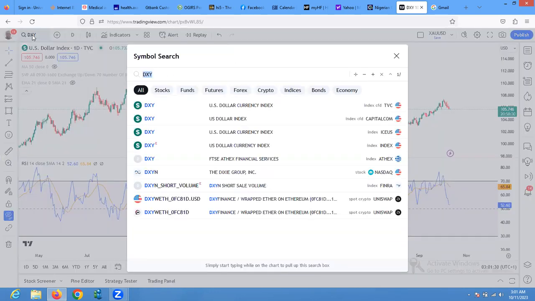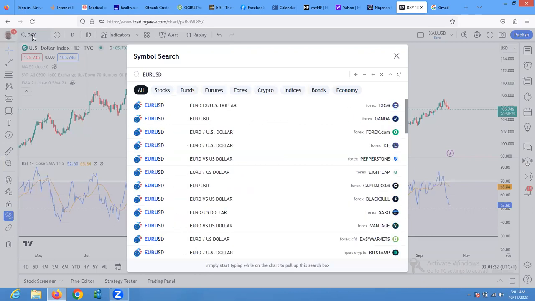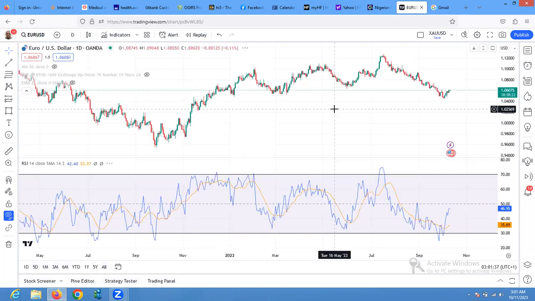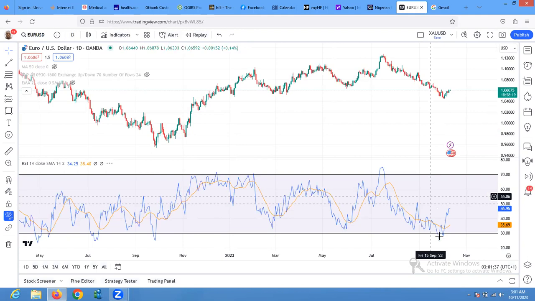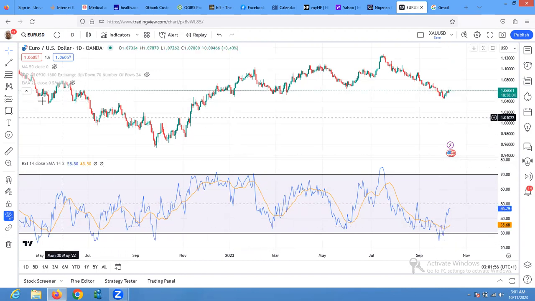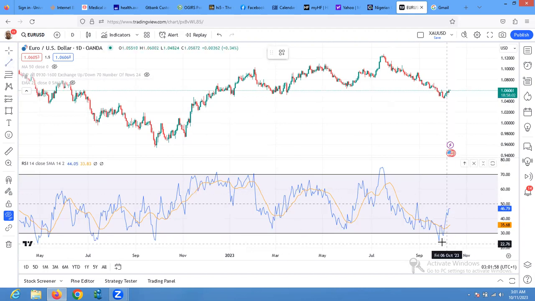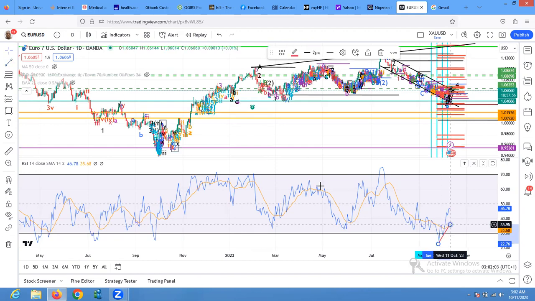If you look at Euro Dollar, US Dollar, it's going to be the same on the other side. So we can see that this is 3 here, which coincides with this here, and this is 5 here, which is a divergence. So we can see that divergence on the daily. Now on to the other side.